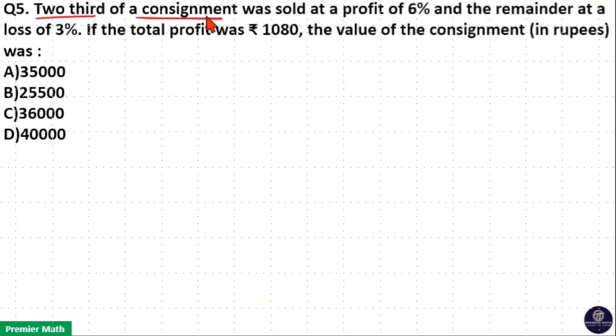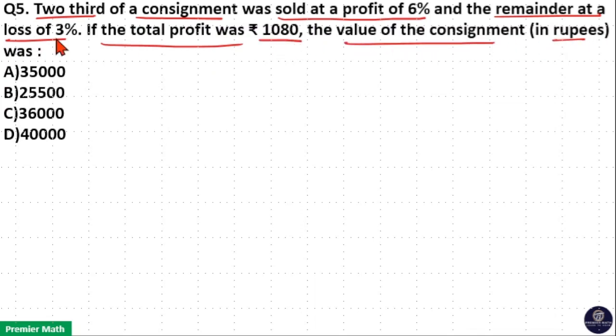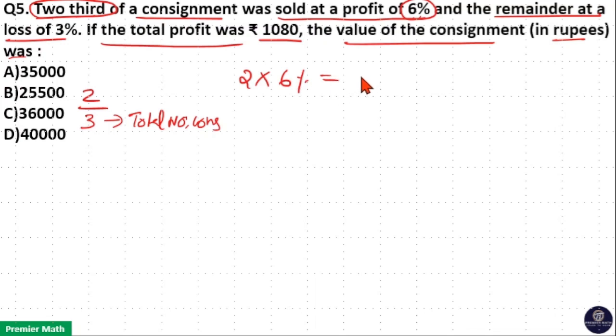Two-thirds of a consignment was sold at a profit of 6% and the remainder at a loss of 3%. If the total profit was 1080, the value of consignment in rupees was. Here, two-thirds of a consignment reflects the total number of consignment. That is, here consider 3 units as the total number of consignment. Then out of these 3 units, 2 units sold at a profit of 6%. So total profit from these 2 units is equal to 2 into 6%, that is 12%.